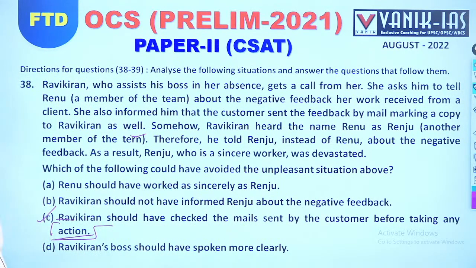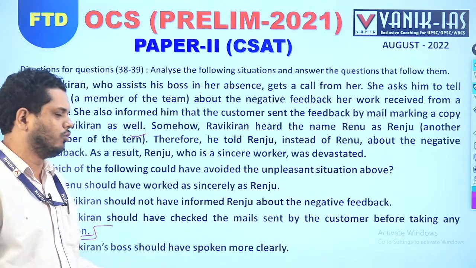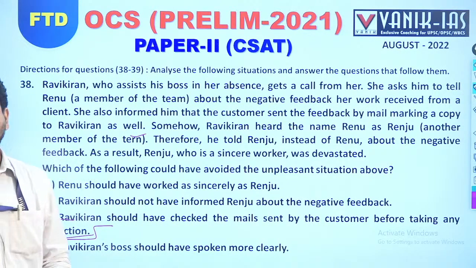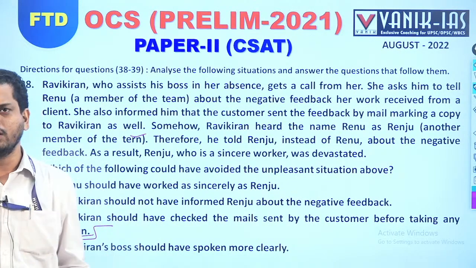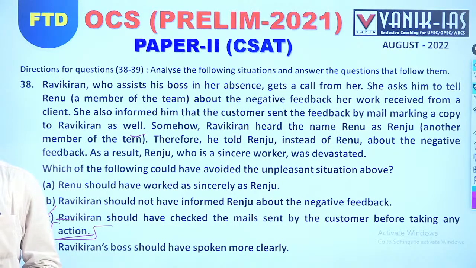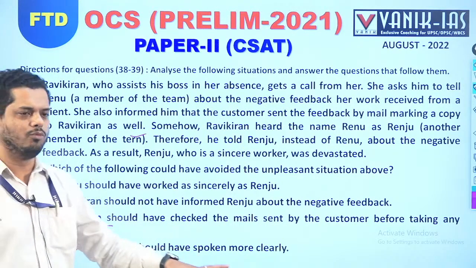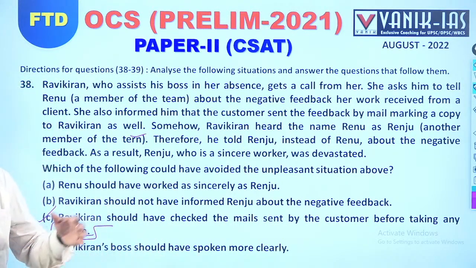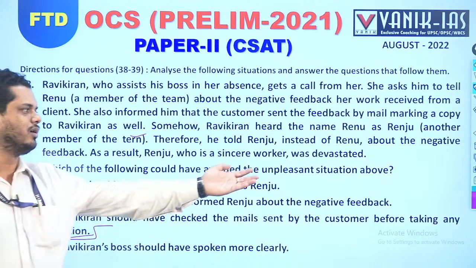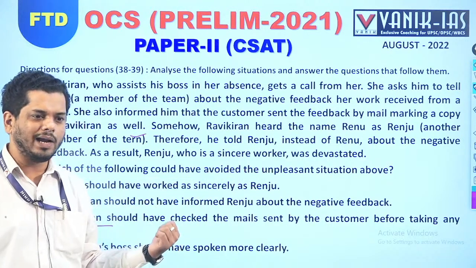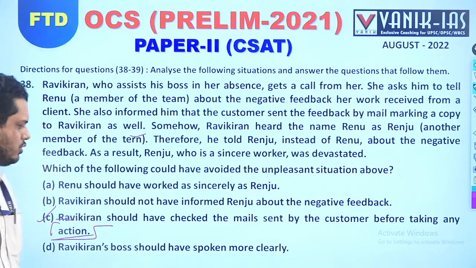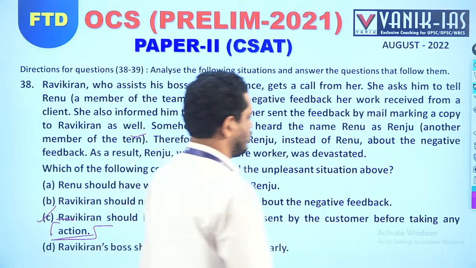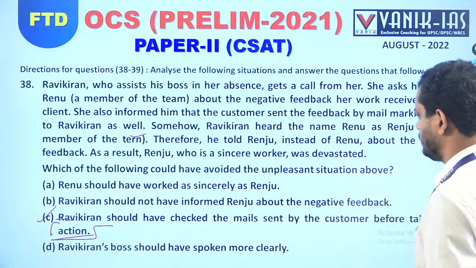I would rather prefer C than any other one. Rabikiran's boss should have spoken more clearly. There is nothing said about more clearly, because you have already misinterpreted the name, right? You have alleged someone who is neither on the screen nor in that list of the allegation, right? So you must thoroughly go through the mail from the beginning. So the correct answer of the given question is C.